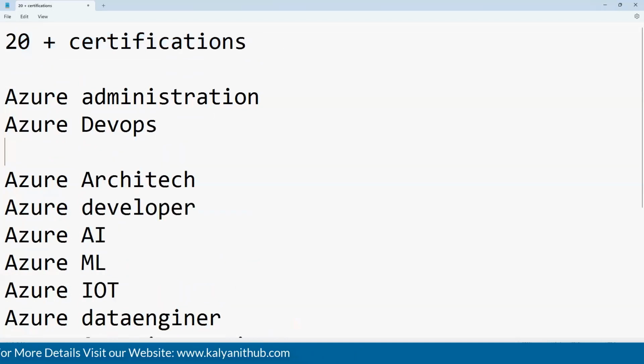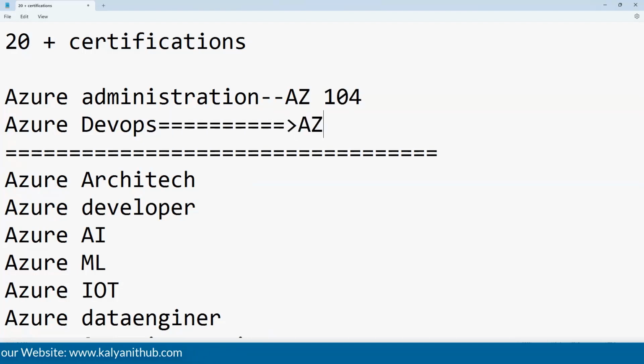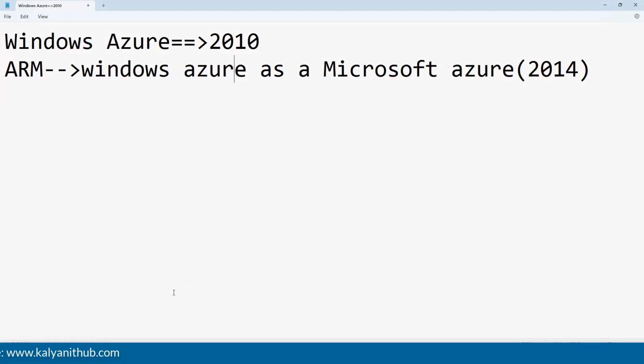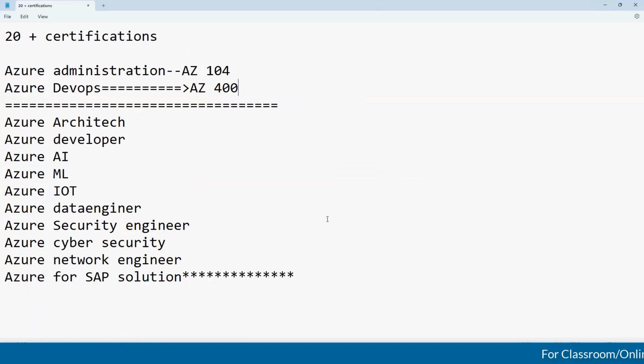Out of them, very popular in the market are these two: Azure Administration AZ-104 and Azure DevOps AZ-400. These two are very popular in the market. So this is an overview of Microsoft Azure. If you have any questions or doubts, feel free to ask me, guys.